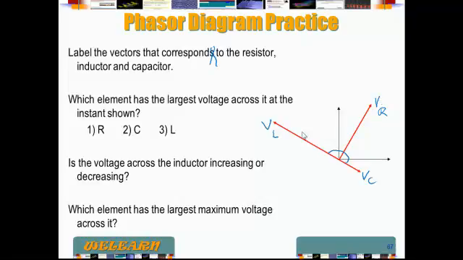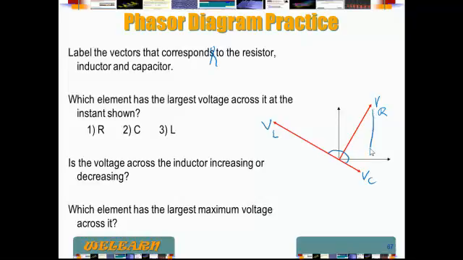The next question is, which element has the largest voltage across it at the instant shown? Remember, these are rotating in the counterclockwise direction, and they are shown for a particular instant. The voltage at that particular instant is the vertical component of the vector, or the y component of the vector.